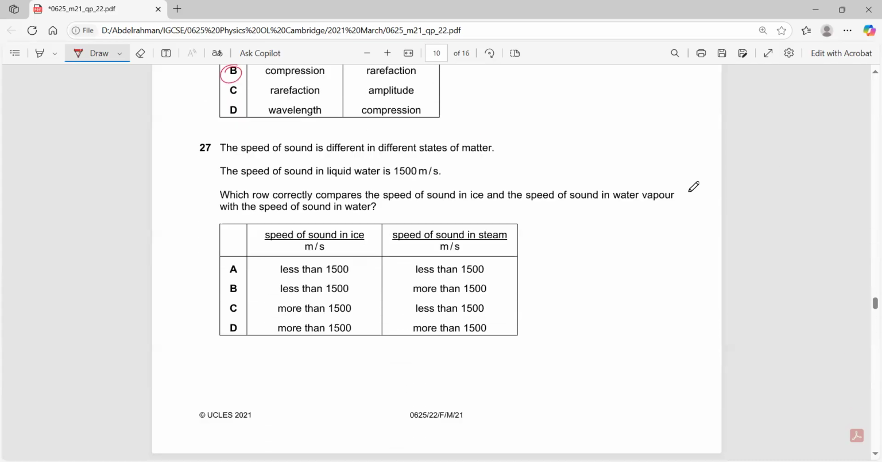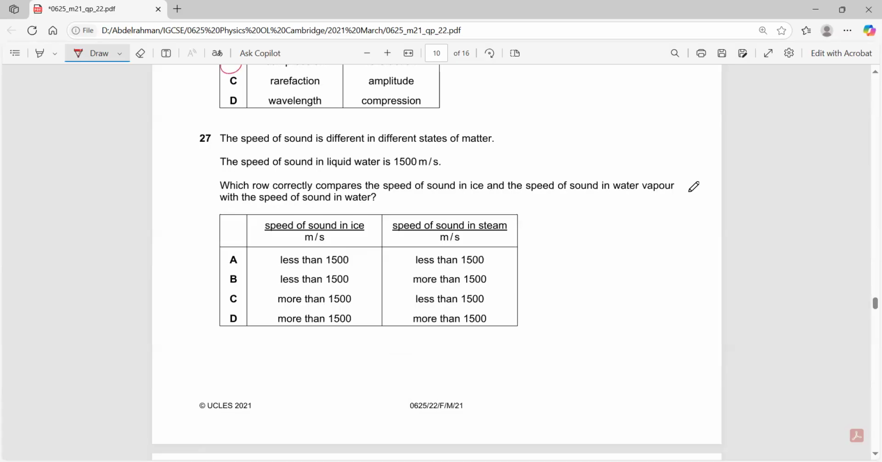The speed of sound in different states of matter. The speed of sound in liquid water is 1500. What about in ice and in steam? Ice is a solid, so it has to be greater. Steam is a gas, so it has to be less.